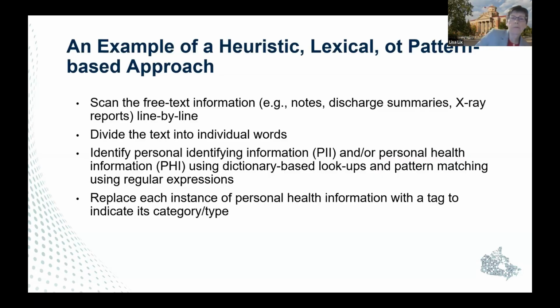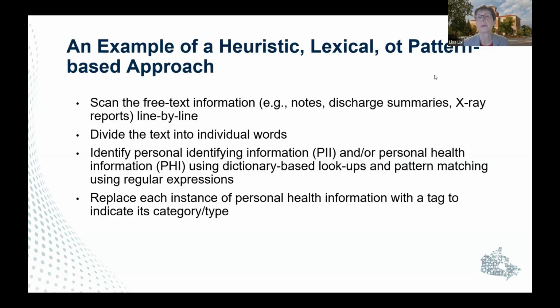And we can have personal identifying information, or we could have personal health information, and we could identify that by using some dictionary-based lookups and pattern matching using regular expressions. And then every time we came across an instance of this kind of information, we could tag it and identify its category or type. And then what could be done with that?